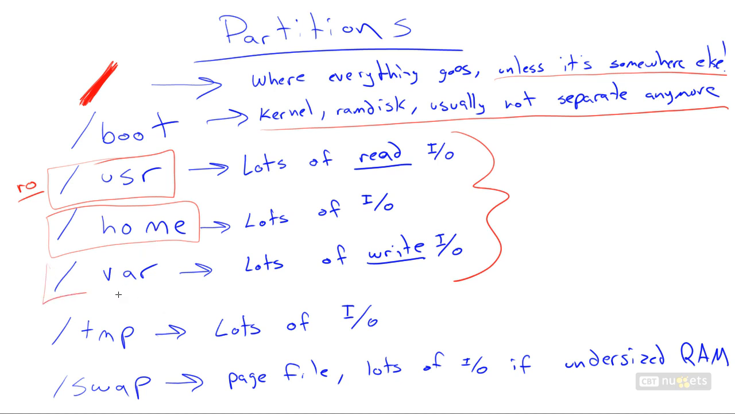And then the var partition. This is where mail comes in. This is where log files are stored. This is where print jobs go. Print jobs, mail, logs. Lots of stuff written to this file system, and some read. When you read your mail, obviously you're reading stuff off of the drive, but the majority of stuff in the var partition was write I/O.